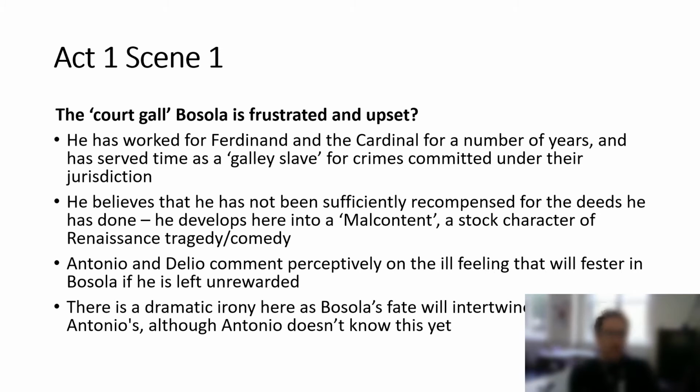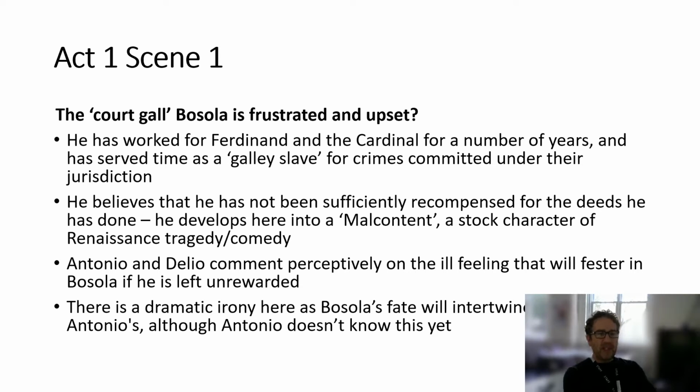Now Bosola is a malcontent. He's called the court gall. The gallbladder is the place where bile is stored, and so he's seen as a cynic, a malcontent. These are all words that you could employ in any essay. He's the Machiavellian character, who is the antagonist, who, because he has no place in the play, he's not of high birth or high status, is going to make his way in the world, and we'll talk about that a little later.